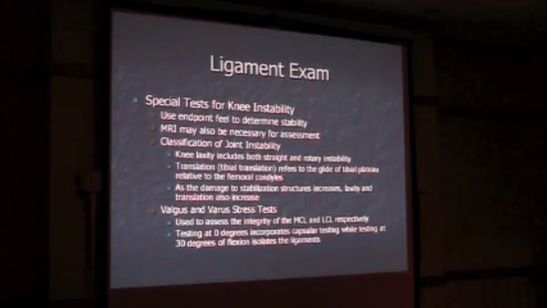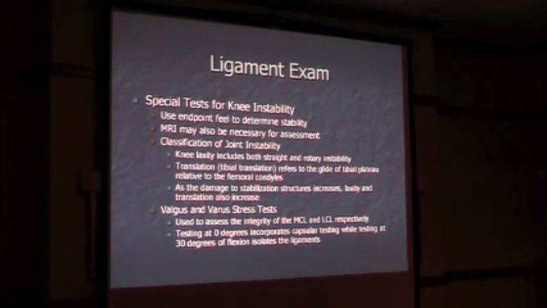So, ligament exam. These are important. This is to evaluate for knee stability. Make sure you evaluate the endpoints, and it's important to kind of evaluate what a stable endpoint feels like and what a loose endpoint feels like. The best way to do this is compare their knees. Do one side and then do the other. Start with the normal knee, then look at the abnormal knee. MRIs also can be necessary for assessment.